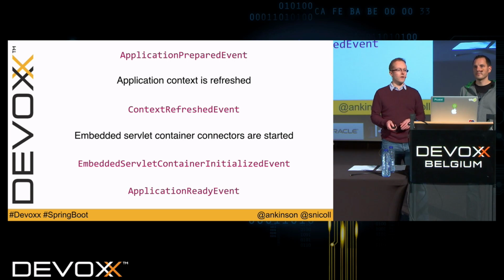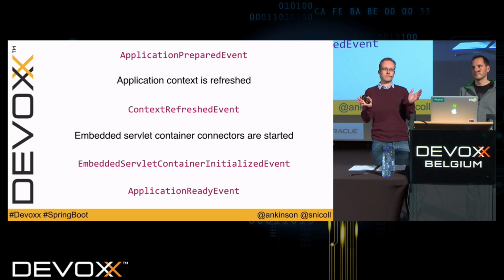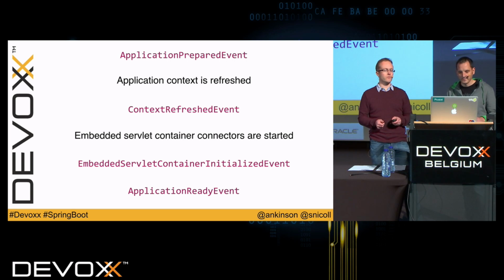And then last of all, we've published the application ready event. That's basically saying everything's done now. The context is refreshed. The servlet container's connectors have been started. We've published the local server port property, and you can do whatever you need to do now that everything is up and running. So that's all of the events and when they're published. But now let's take a look at how you can consume those events in your application.